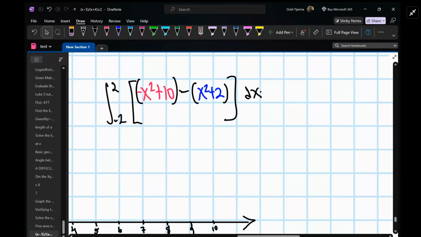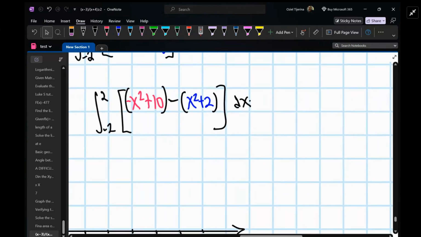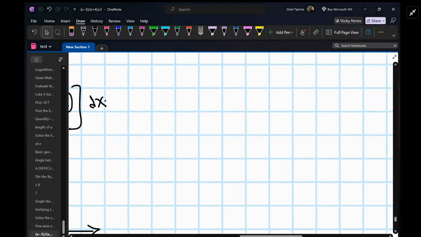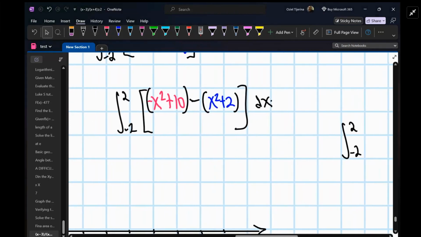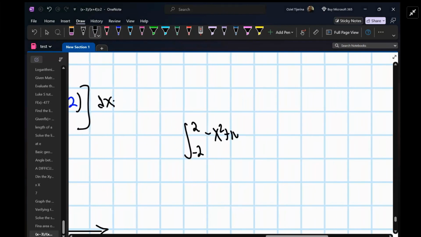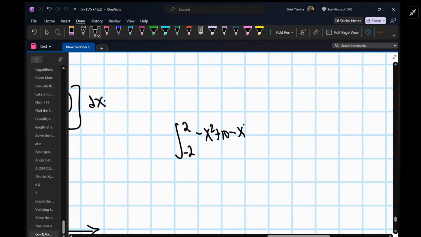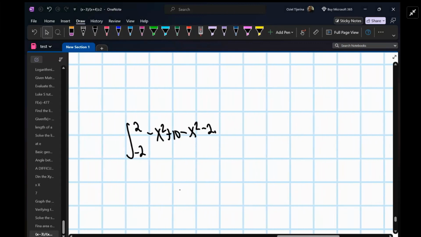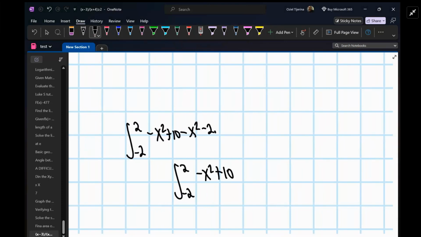So let's go ahead and just do the entire integral. So it's going to be the integral from negative 2 to 2 of negative x squared plus 10 minus x squared minus 2, which is really the integral from negative 2 to 2 of... you just combine like terms, so negative 2x squared, and then plus 8, right?